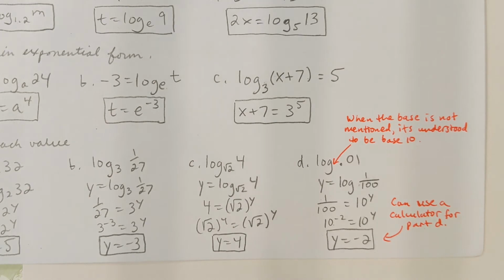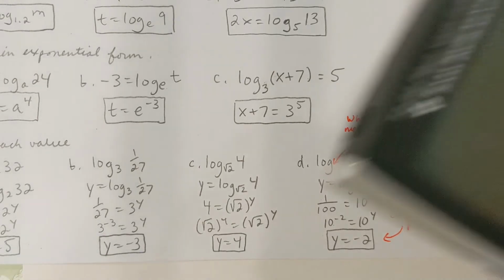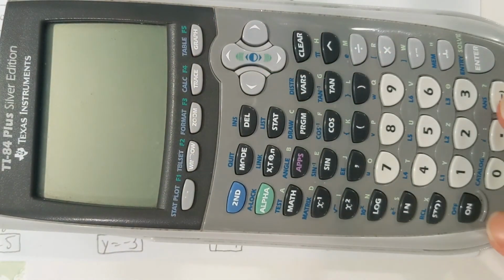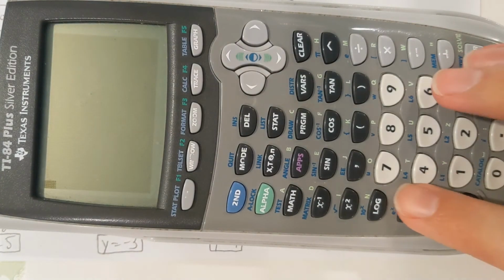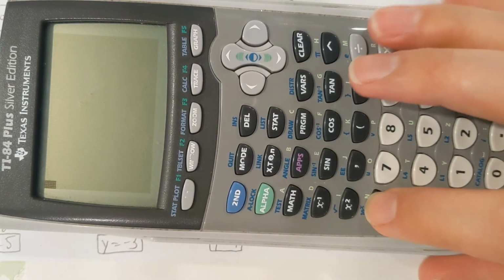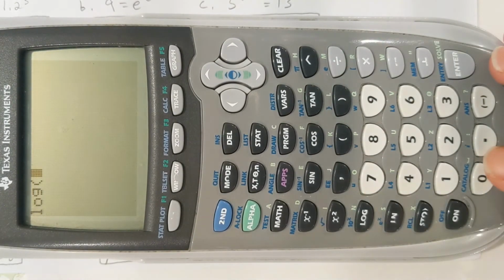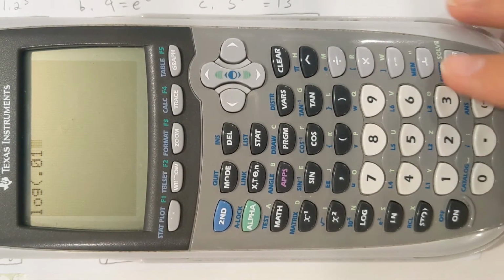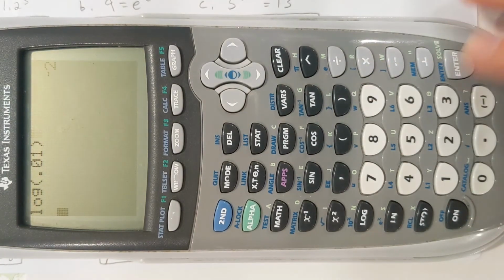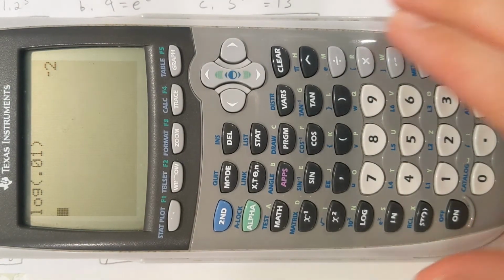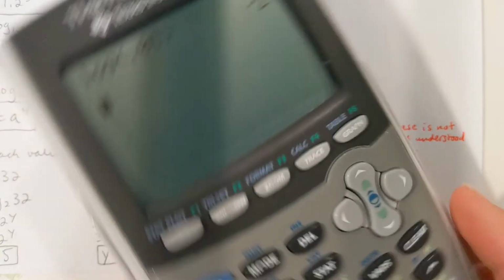Now, most calculators have a log button on it. If you have the 83 or 84 model, here's the log button. So in this problem, I could have used my calculator. I could have said log of 0.01 equals negative 2. Okay, there it is. All right, so I've got a log button.